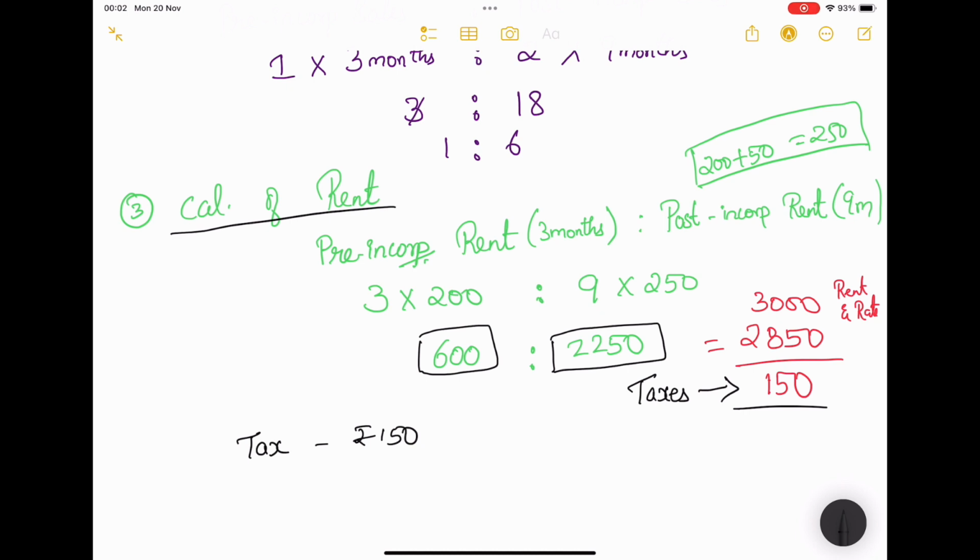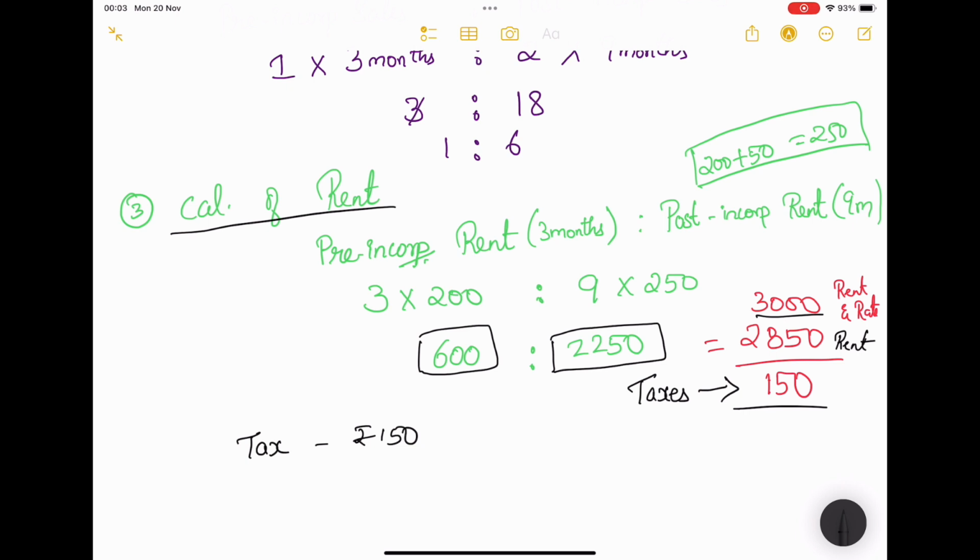See, in this question itself it is varying because in the question rent and taxes they have given 3000, rent value is 2850, remaining 150 is related to my tax. Got it? So we are going to bifurcate this on the basis of time ratio, isn't it? So obviously once in a year only we are going to pay tax, no? That's why we are going to bifurcate on the time ratio.